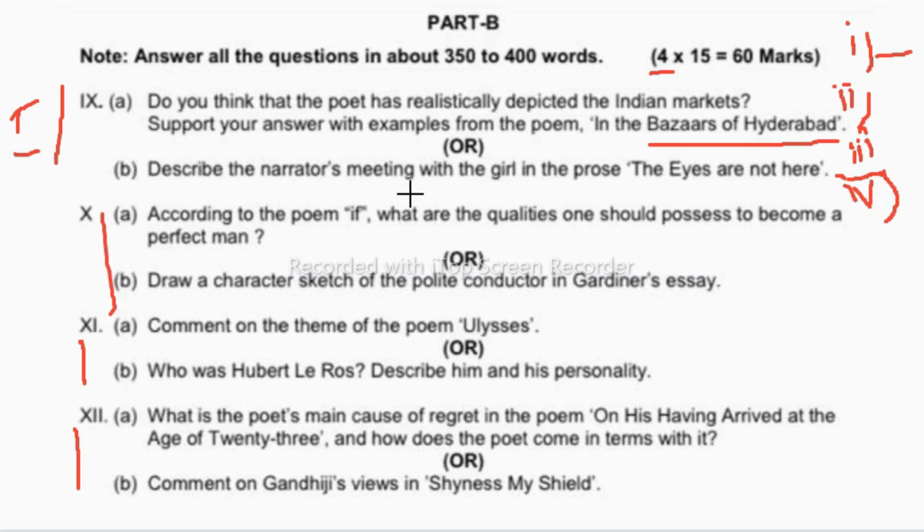Next one, describe the narrator's meeting with a girl in the prose. The eyes are not here. So again you have to follow this pattern which I am showing here.